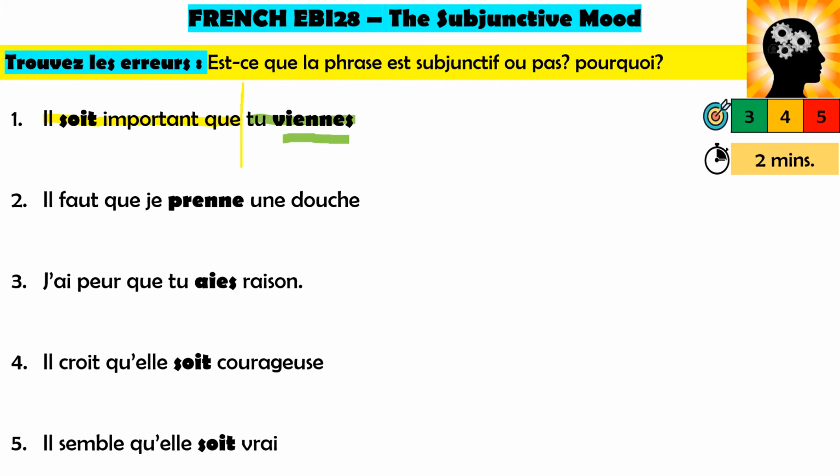So is this sentence correct or incorrect? Alors, what's this? Il soit important que. So, as you know from the lesson, être changes to soit.